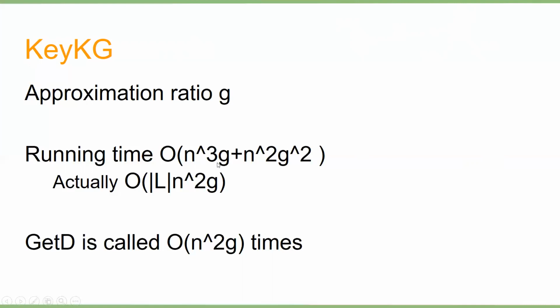But in practice, L is very small. Otherwise, we can't even store the labels in memory. So the runtime is not that bad, but it's still not pleasant. The dominating part is that we have to call get distance n squared g times. So do we really need so many get distance calls?